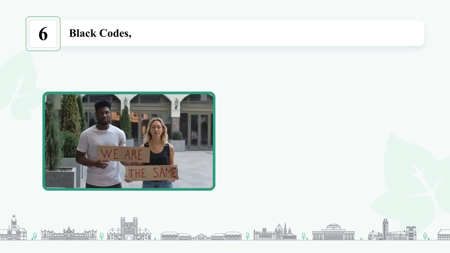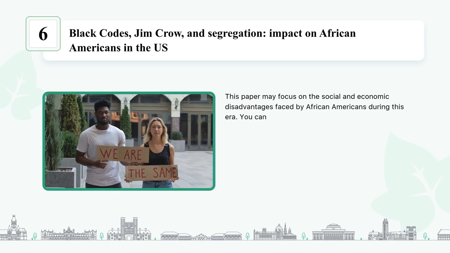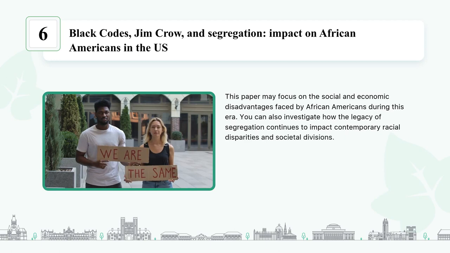Black Codes, Jim Crow, and Segregation, Impact on African Americans in the U.S. This paper may focus on the social and economic disadvantages faced by African Americans during this era. You can also investigate how the legacy of segregation continues to impact contemporary racial disparities and societal divisions.